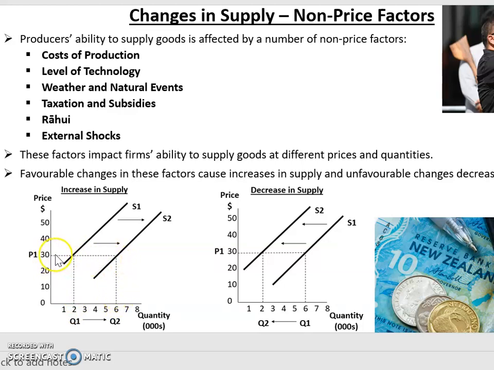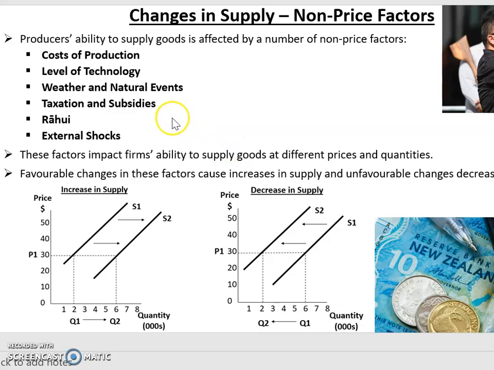So at P1, originally on S1, our original supply curve, our market would supply 2,000 units, at P1, Q1. We increased supply to S2, and now we can supply 6,000 units, or Q2. Decrease in supply is the inverse. Our supply curve shifts to the left, which means that there is less supplied at each and every price level. So at 40, we originally supplied 8,000. Now we're supplying roughly 3,500.